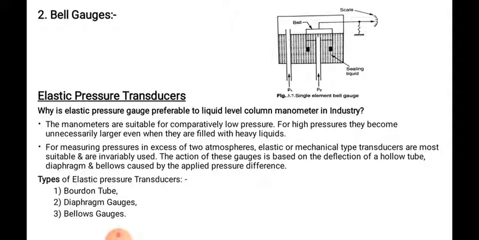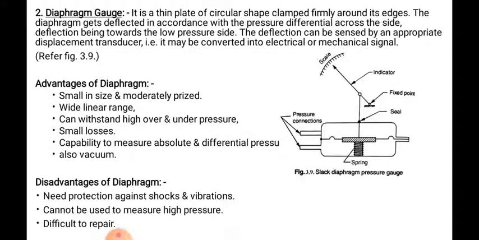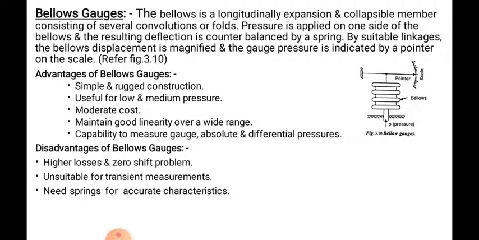Then we went through the Bell gauge, which is used for pressure measurement and is known as an elastic pressure transducer. The next type is the Bourdon tube pressure gauge, which we already studied in the first unit while studying the generalized pressure measurement system. Then the diaphragm gauge and bellows gauge. So these are the three different types of gauges for low pressure measurement we have studied.